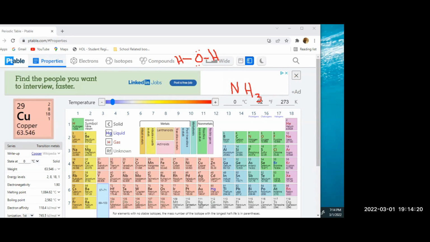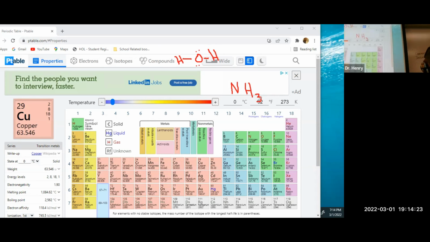Ammonia. That is correct. It is called ammonia. So ammonia, who's going to be in the middle? Nitrogen is going to be in the middle. Why is nitrogen going to be in the middle? Because hydrogen can never be in the middle, right? So how many valence electrons does nitrogen have? 5. So it has 1, 2, 3, 4, 5. How many valence electrons does hydrogen have? 1. Each one has 1, right?